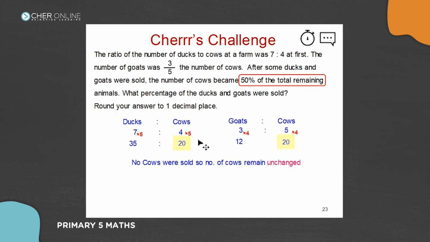So the common identity for 4 and 5 will be 20. And this gives us the ratio of the ducks to cows to goats. So now we can proceed to the next part.